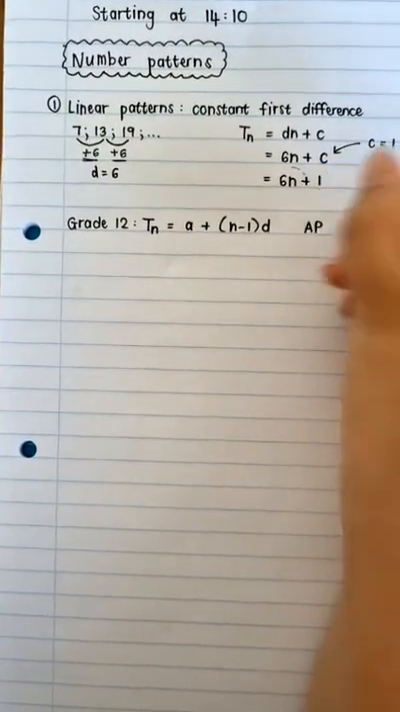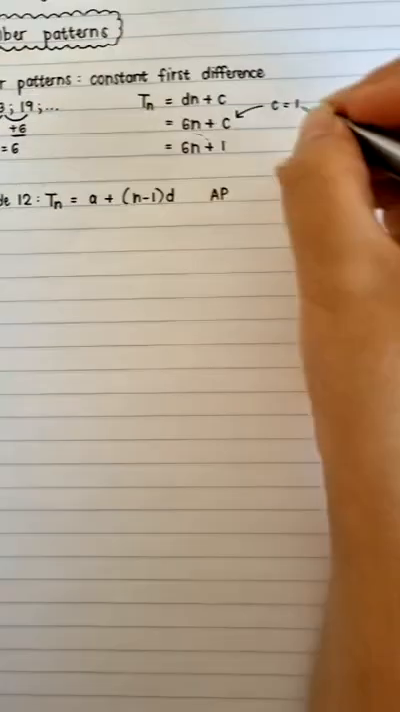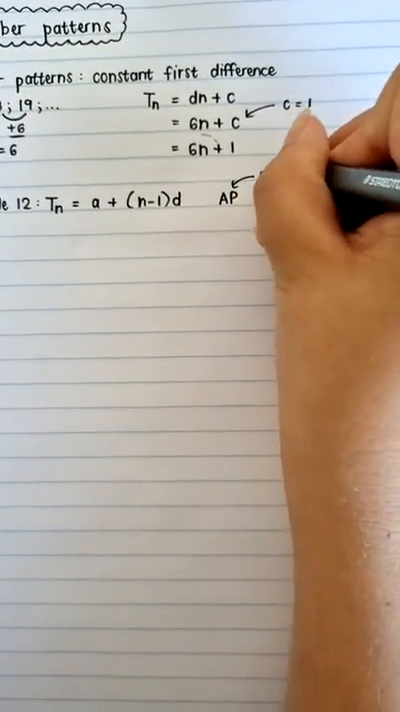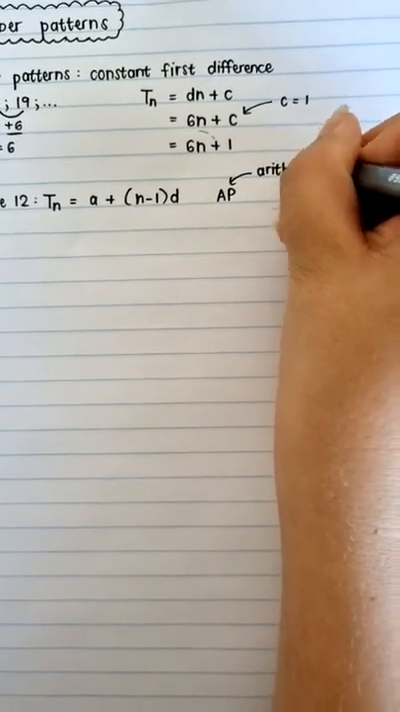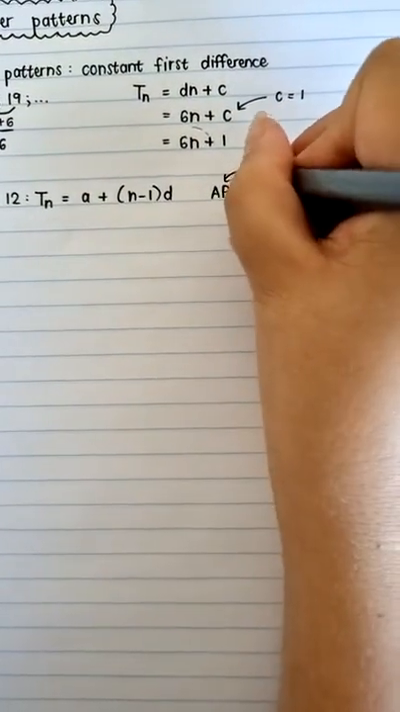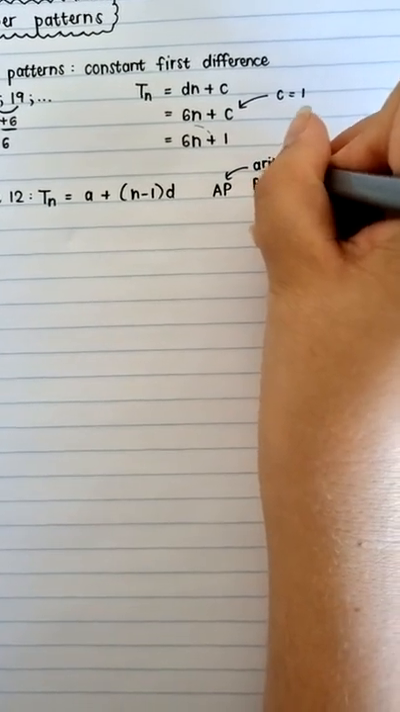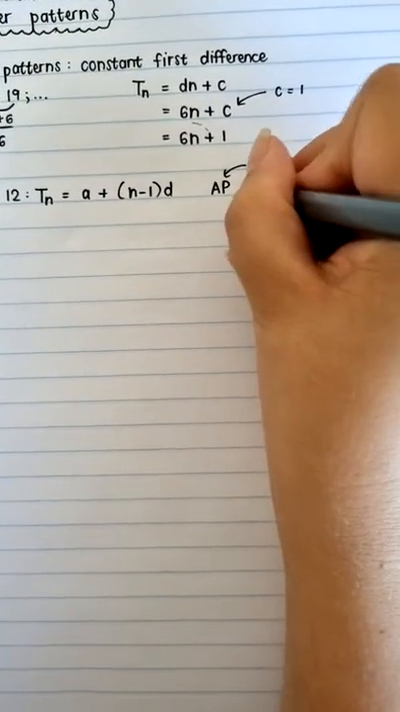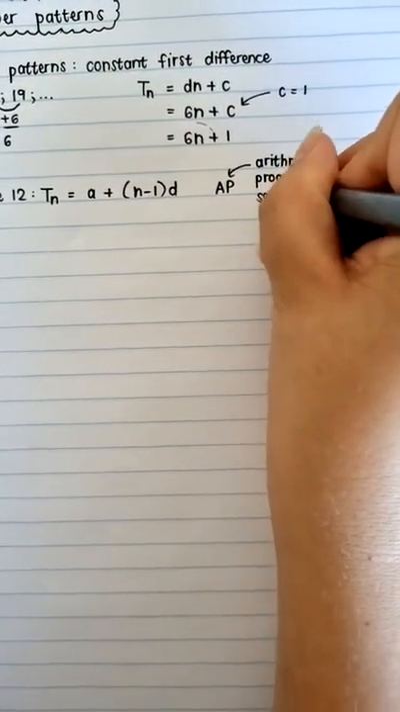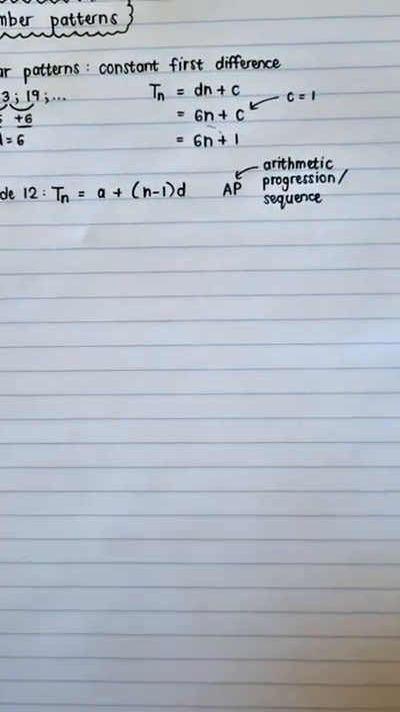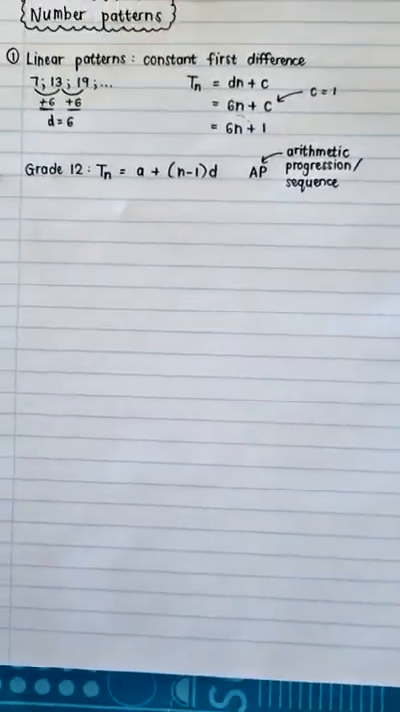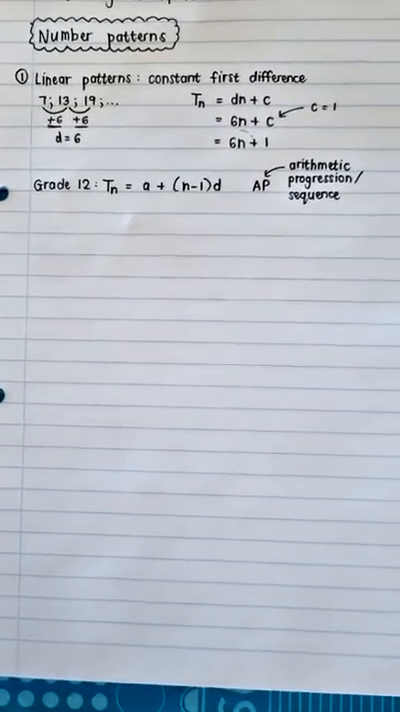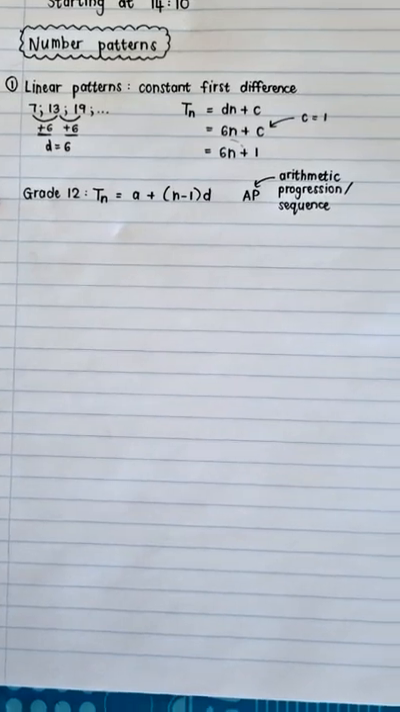We use AP as an abbreviation for that, and AP stands for arithmetic progressions, or progression, or the other word for progression is a sequence. A number pattern, number sequence, it's the same thing. So in grade 12, you are not going to be talking about linear patterns anymore. You're going to be talking about arithmetic progressions.